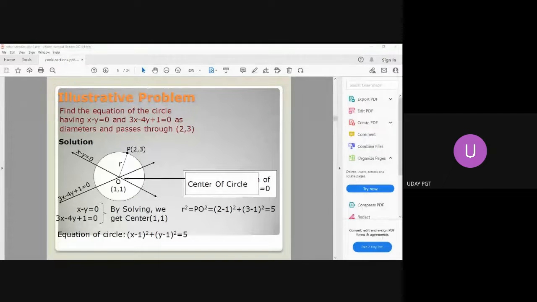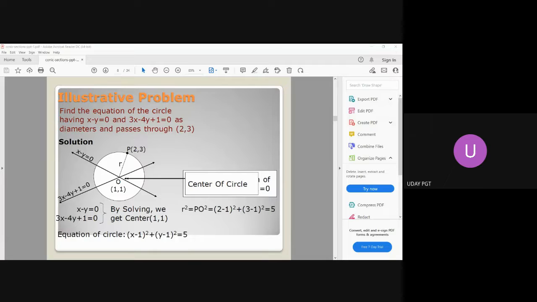Elian. Sir, already a point P is given, sir. So between the center and P we have to find the distance, and that will be our radius, right? Yes.